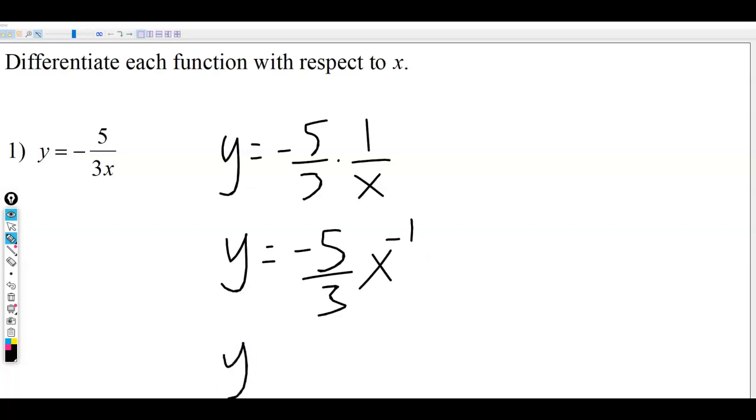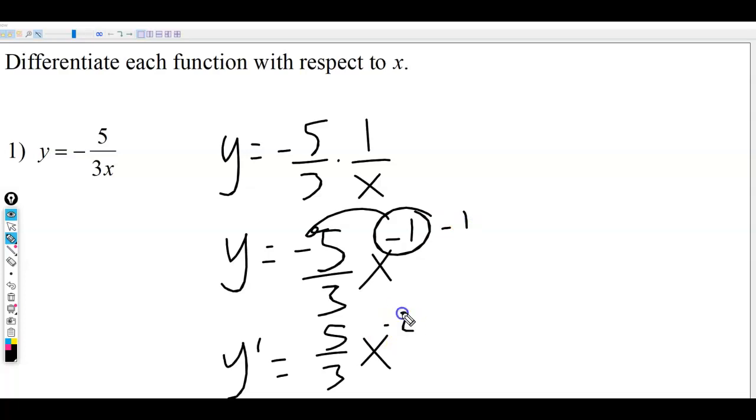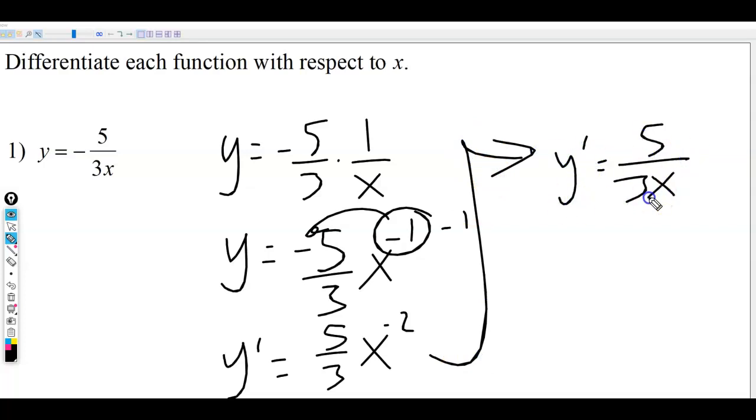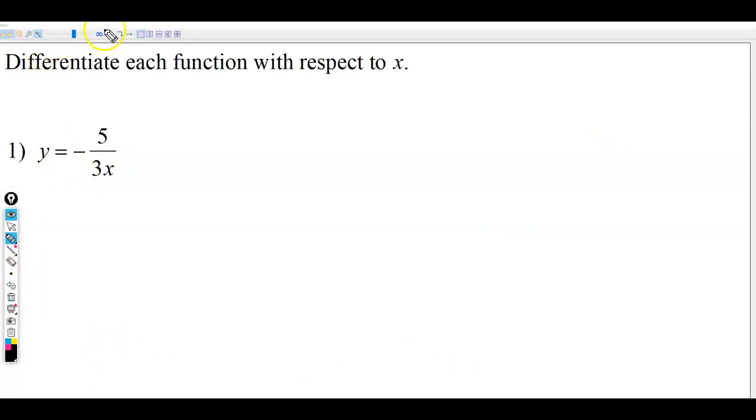So the derivative then, and what they're actually asking for, is what you get when you take this power and multiply it to the front. That's going to change it to a positive 5/3. And then we also subtract 1 from that number on the top, and we end up with negative 2. Now they could leave the answer like this, but it's also very possible that the answer will be written like this, putting the x squared on the bottom. Okay, so that's how we do a derivative in that case.